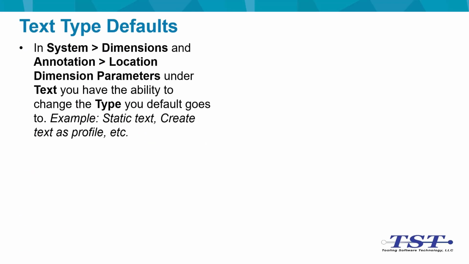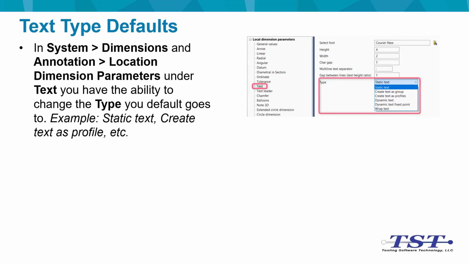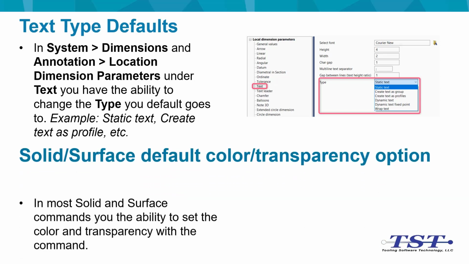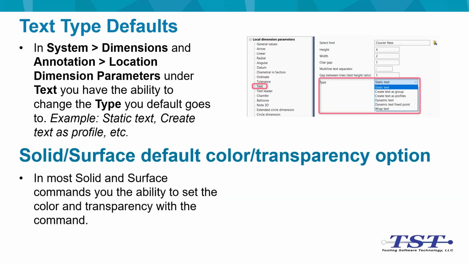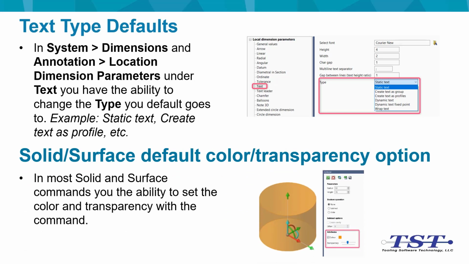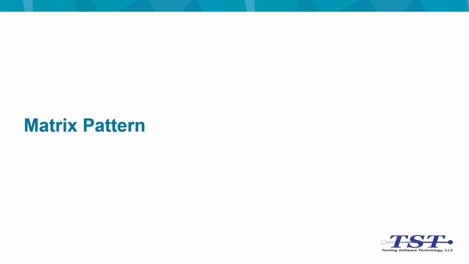So text type defaults, this is requested by many of you guys. Within system dimensions or annotation local dimension parameters, you now have the ability to, under the text window, change your default from static text to create text as profile, to dynamic text to wrap text, whatever you want. You now have the ability to set that default. And within solid and surface commands, you can also control the default transparency as well as the default color within most of these commands. So on the fly, you could change the colors without having to go to change attributes, again, saving yourself a step.